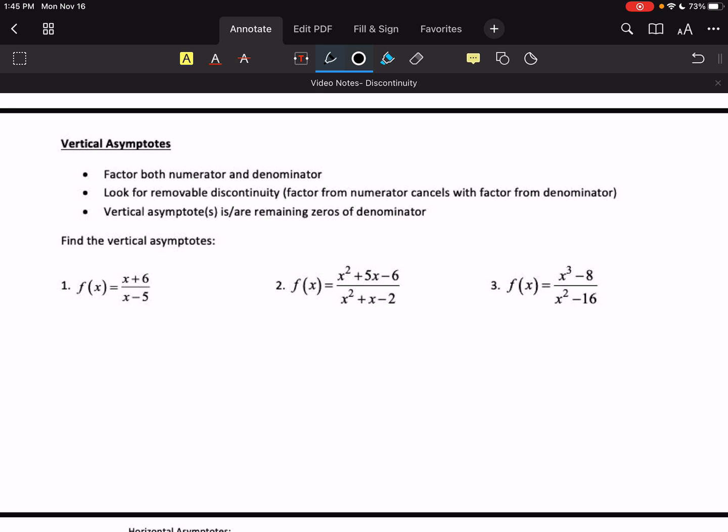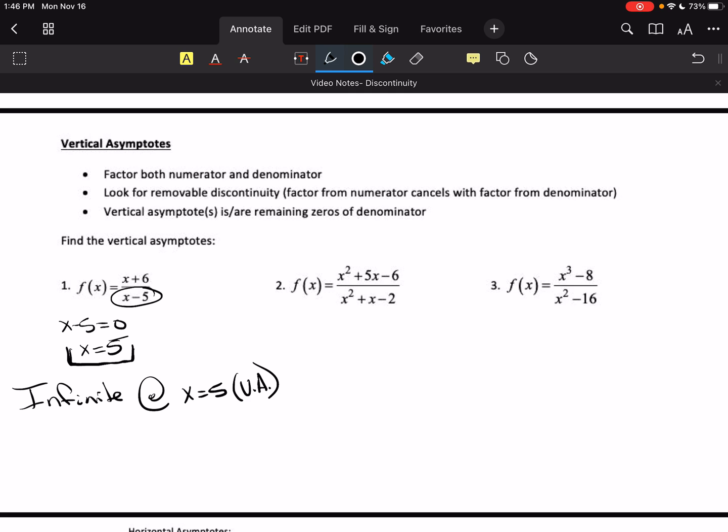So, looking at number 1, make sure top and bottom are factored. They are. No removable discontinuities. So I go right into setting my denominator equal to 0. So add the 5 over, and we would have an infinite discontinuity at x equals 5, and we're going to state that that's a vertical asymptote.